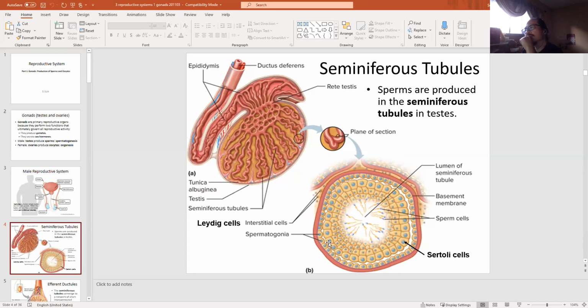In addition, we will look into these cells. What are the major cells? We can quickly go through. The major cells here are the spermatogonia. These are the stem cells that produce sperm cells. After puberty, the male will continually use these spermatogonia to produce the sperm cells.